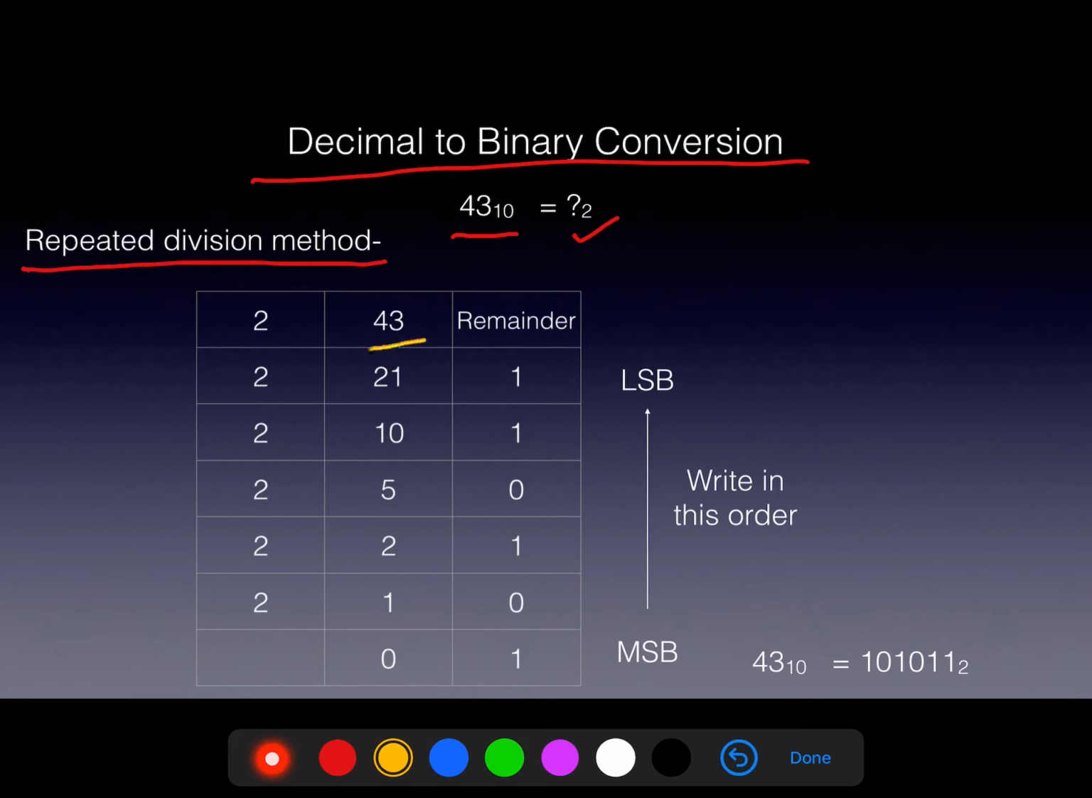So here what we are doing, we are dividing 43 by 2 and storing the remainder on the right hand side. When we divide 43 by 2, the quotient is 21 and the remainder is 1. Then for 21, the quotient is 10 and the remainder is 1.